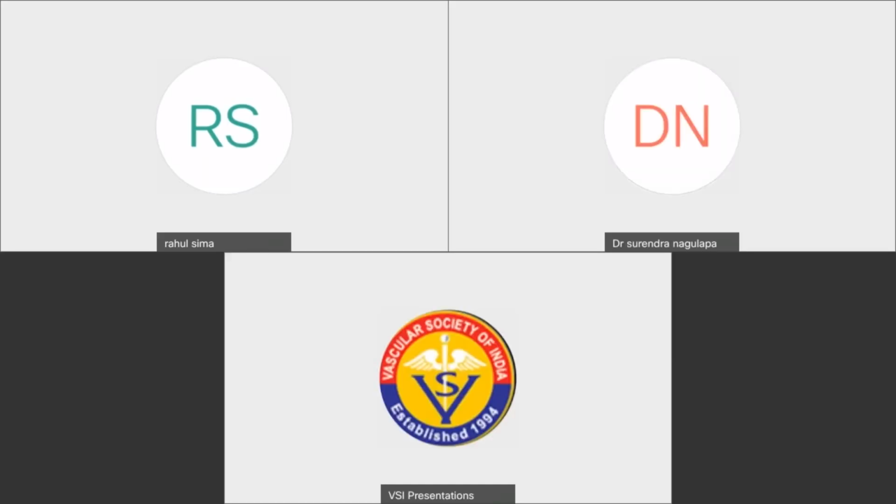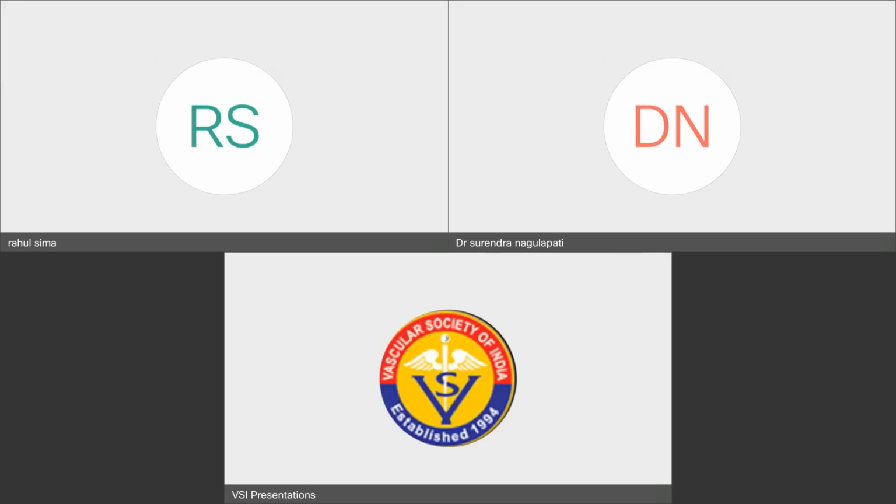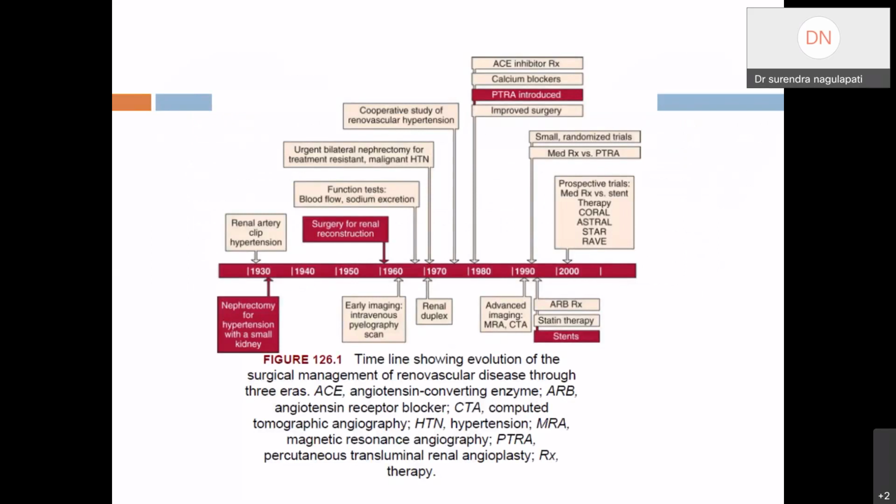Renovascular diseases: open surgical and endovascular management. Following Goldblatt's innovative work defining the causal relationship between renovascular disease and hypertension in 1934, the surgical management of renovascular diseases evolved through three eras: nephrectomy, open surgical resection, followed by renal artery angioplasty with or without stenting. This is the timeline showing the evolution of the surgical management.